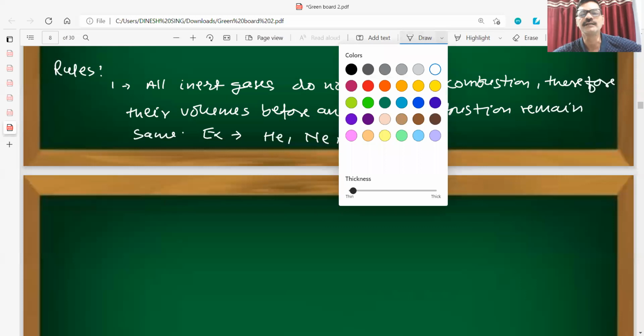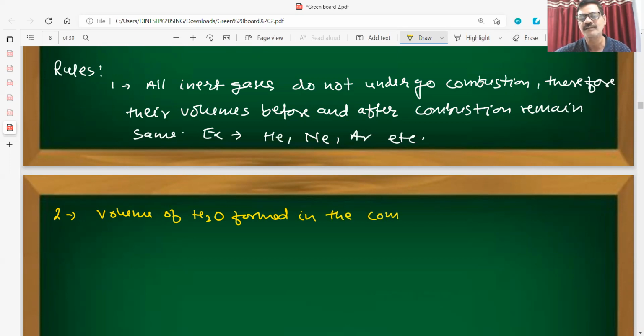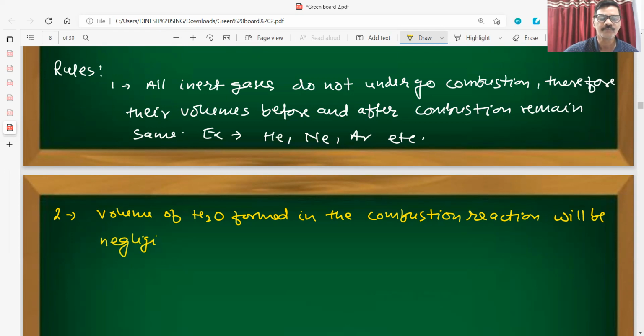Rule number 2 is that the volume of H2O formed in the combustion reaction will be negligible after cooling of the gaseous mixture.